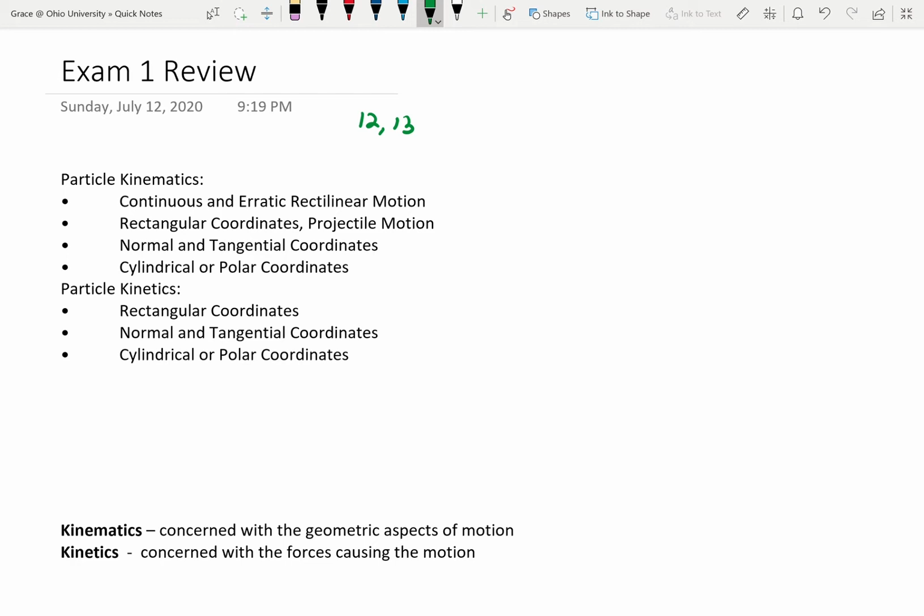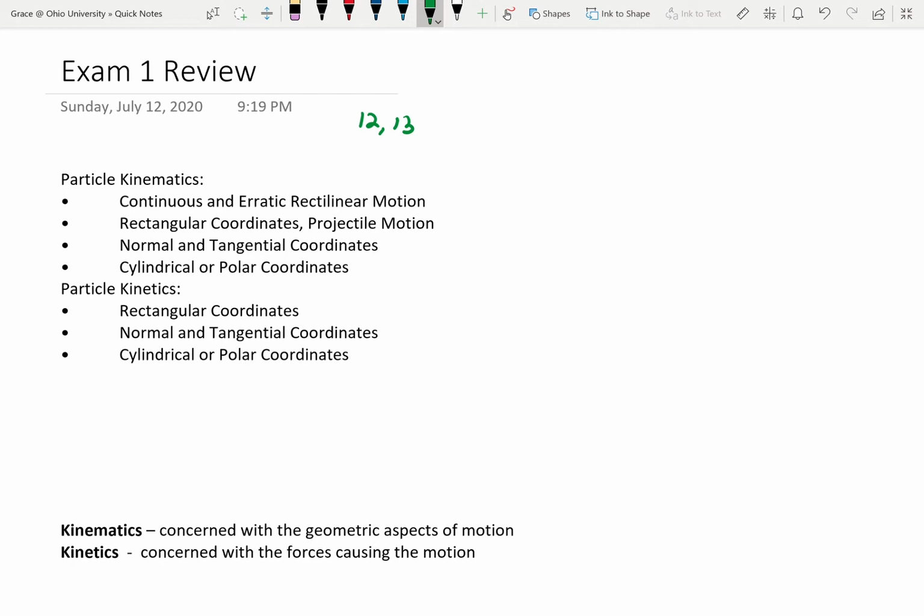So what we're going to cover for the exam is continuous and erratic rectilinear motion, rectangular coordinates, and projectile motion. I put them side by side because they are actually very related, and I'll talk about that in just a bit. And then we have normal and tangential coordinates and the cylindrical or polar coordinates.